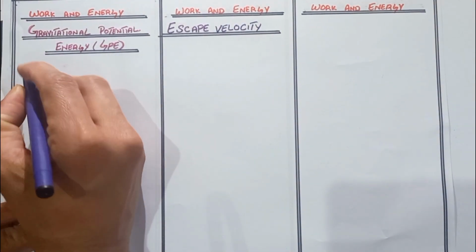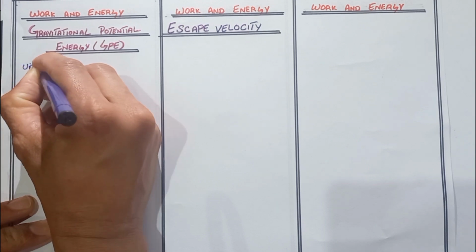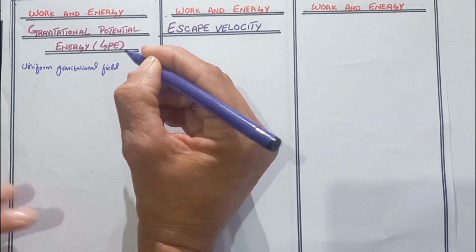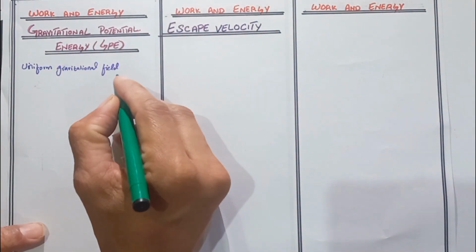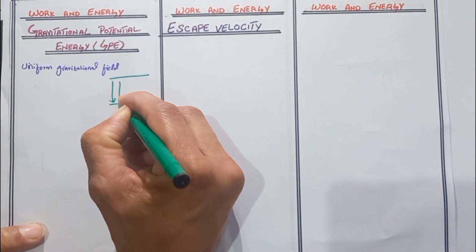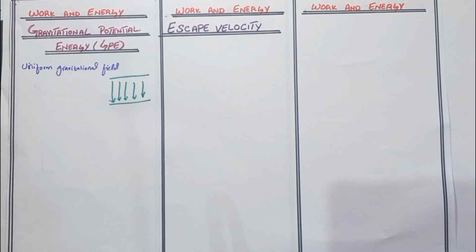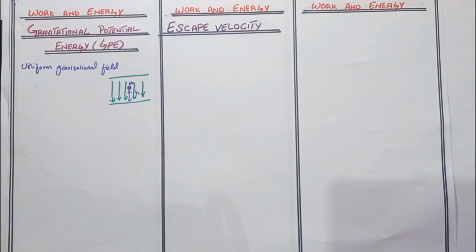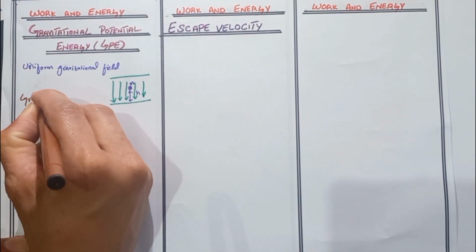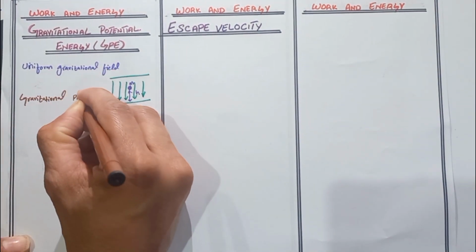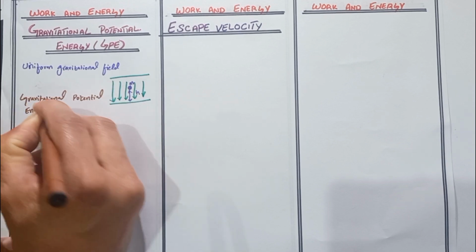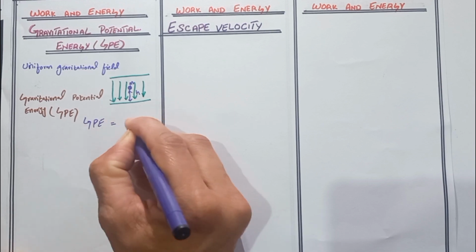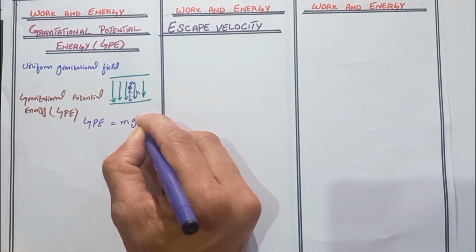Today we discuss the topic of gravitational potential energy of the chapter work and energy. First we discuss gravitational potential energy in a uniform gravitational field. Here we take an object of mass m at a height h. So we can write the gravitational potential energy, represented by GPE. Gravitational potential energy is equal to mass times acceleration due to gravity times height h.